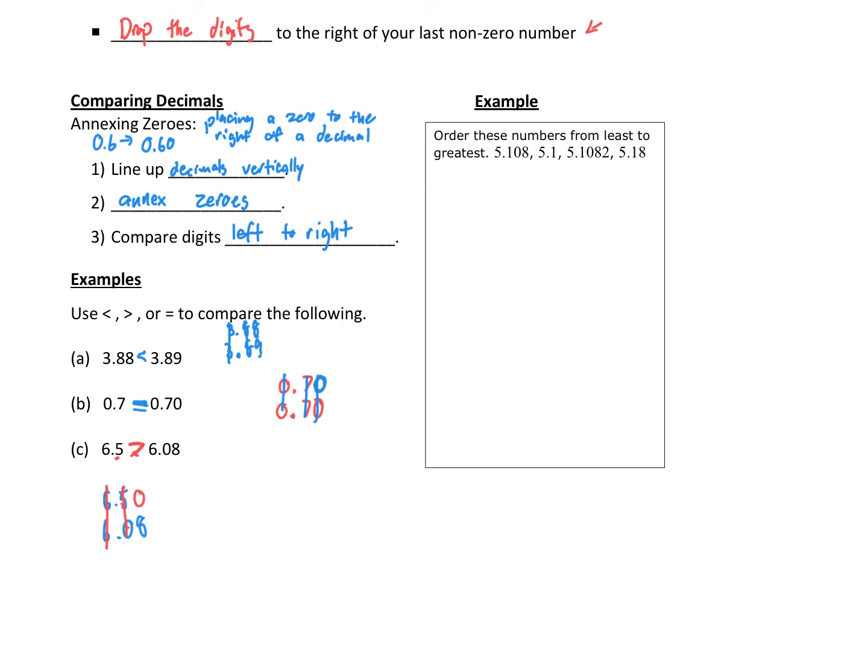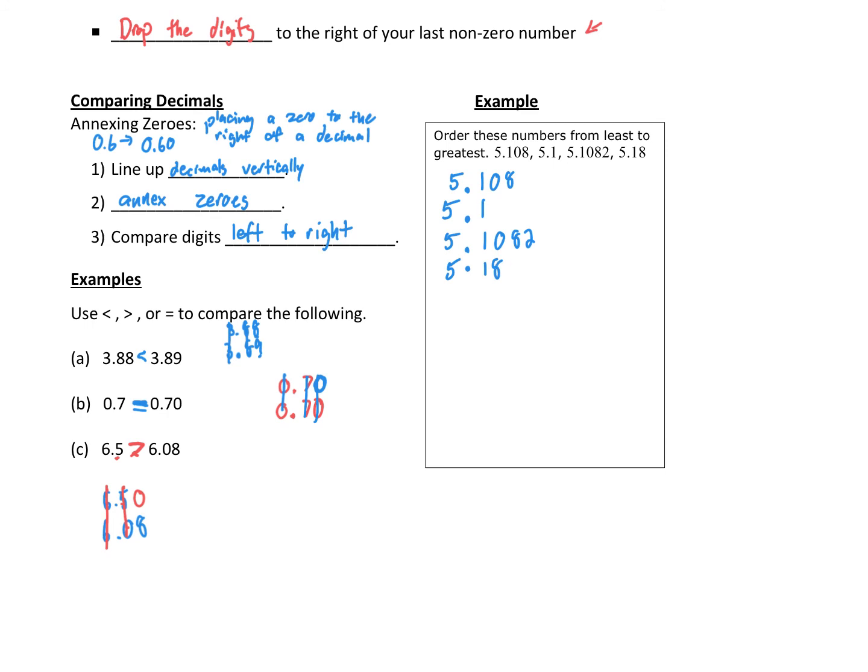All right, let's do this with several numbers on our example over here on the right. Order these numbers from least to greatest. So first thing I want to do is line up these numbers all vertically. And we do that by lining up the decimals. 5 and 108 thousandths. 5 and 1/10. 5 and 1,082 10,000ths, 5 and 18/100. All right, that was step 1, line up the decimals vertically.